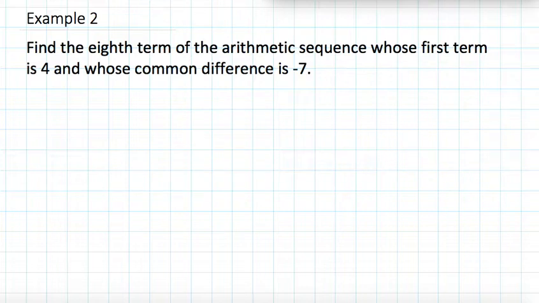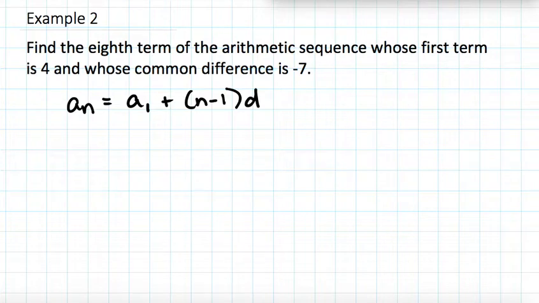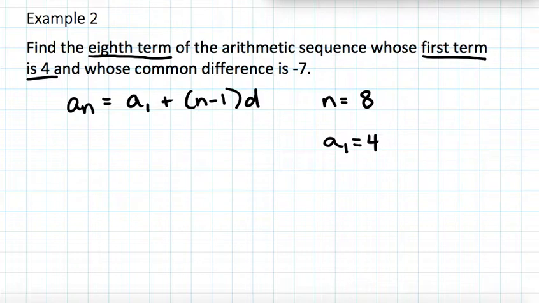So we have our formula, which I'll copy down here. A sub n equals a sub 1 plus n minus 1 times d. And so what we're looking for is the 8th term. So that means n equals 8. Remember, n is the term number. First term is 4, so that's A1. And D is the common difference, so that's -7.